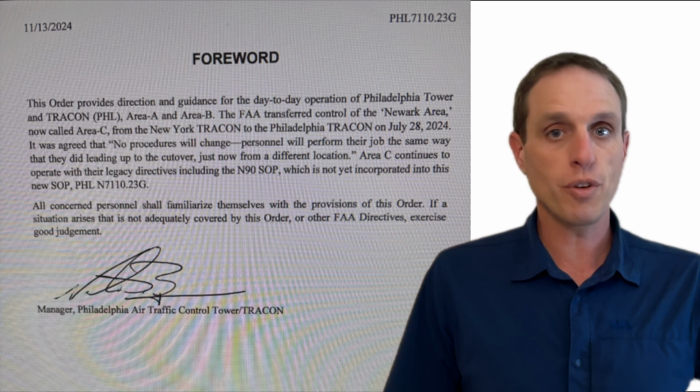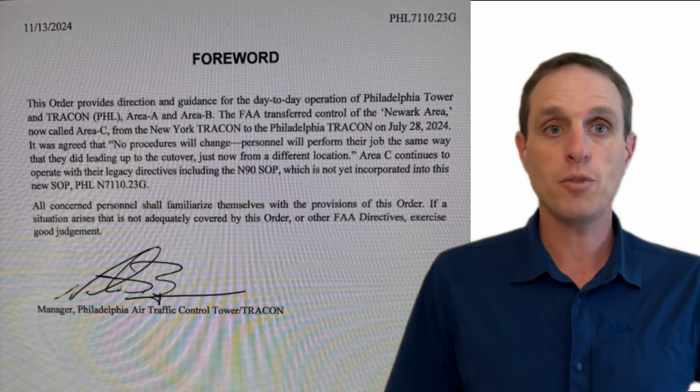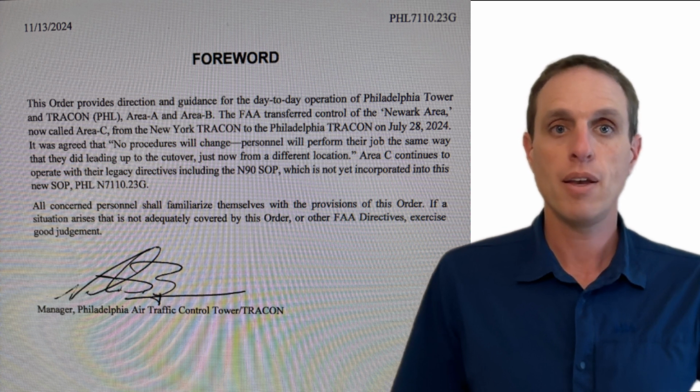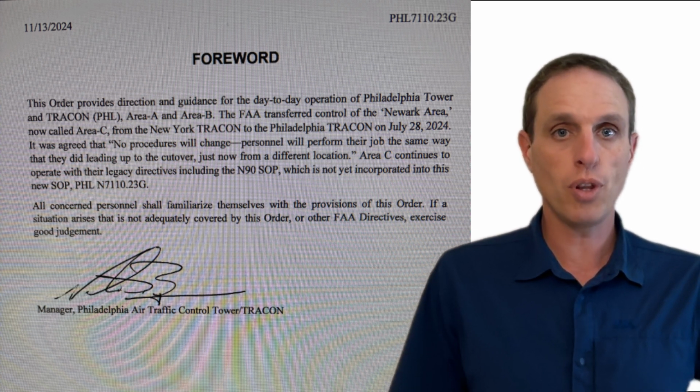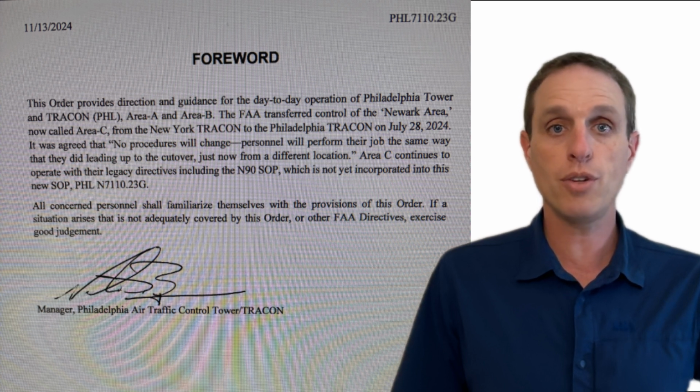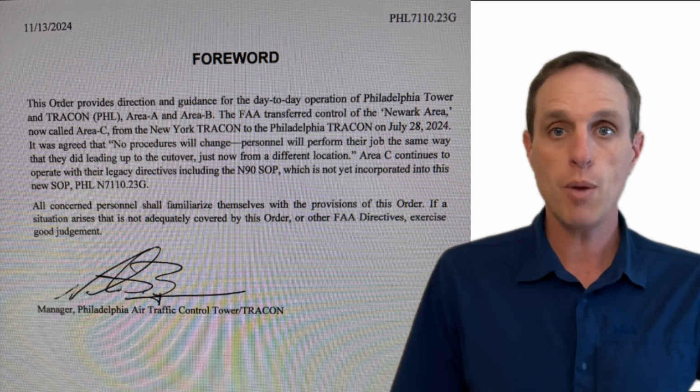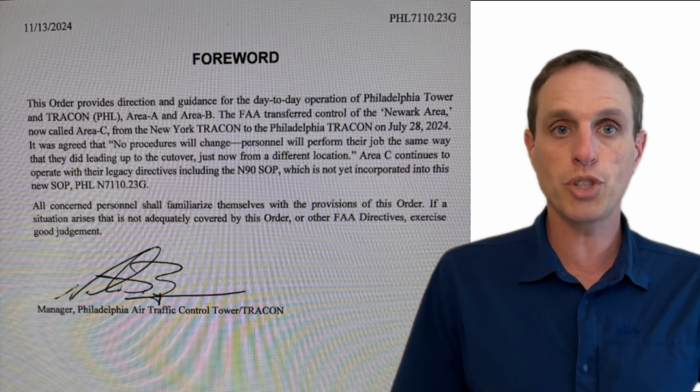Take a look at the most recent standard operating procedures of Philadelphia TRACON. It specifically explains that the FAA transferred control of the Newark area, now called Area C, from New York TRACON to the Philadelphia TRACON on July 28, 2024. It was agreed that no procedures will change.